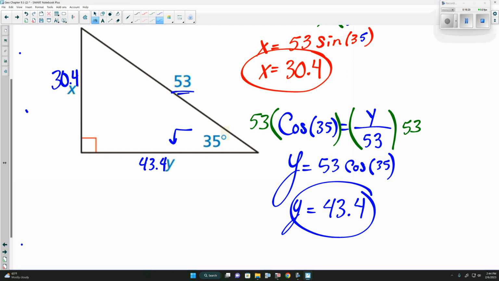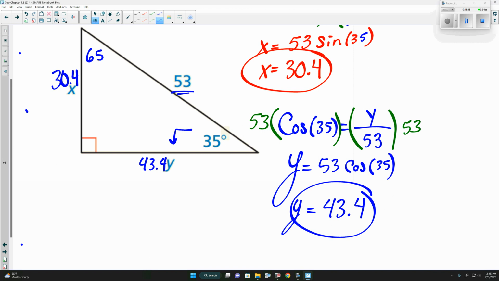So we have the one side as 30.4 and the other as 43.4. Well, if we solve for it, the other angle would be 65 degrees. So we do expect that one to be bigger. Bigger side's opposite the bigger angle. Smaller side is opposite the smaller angle. Any questions over any of this here?